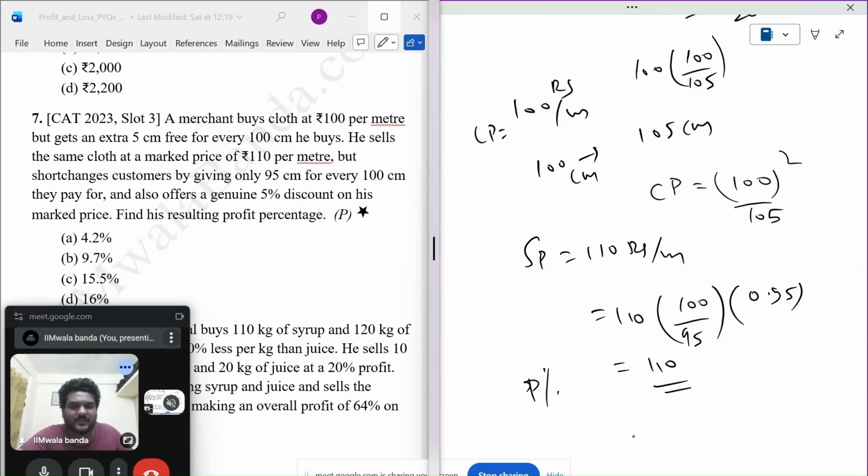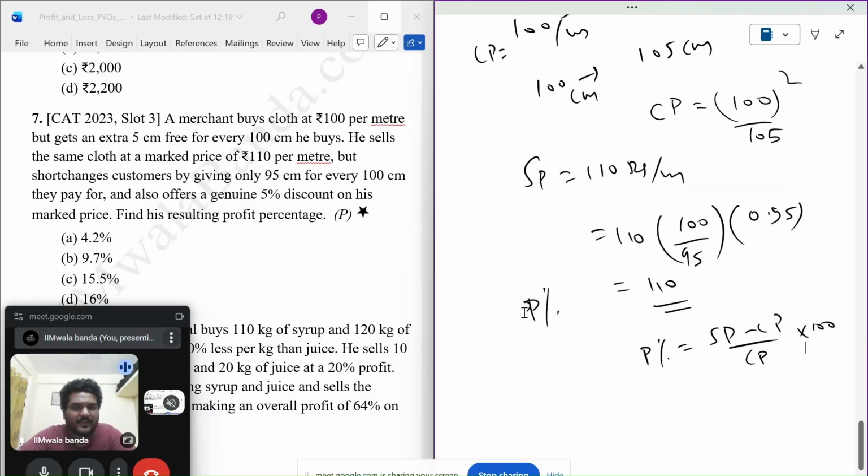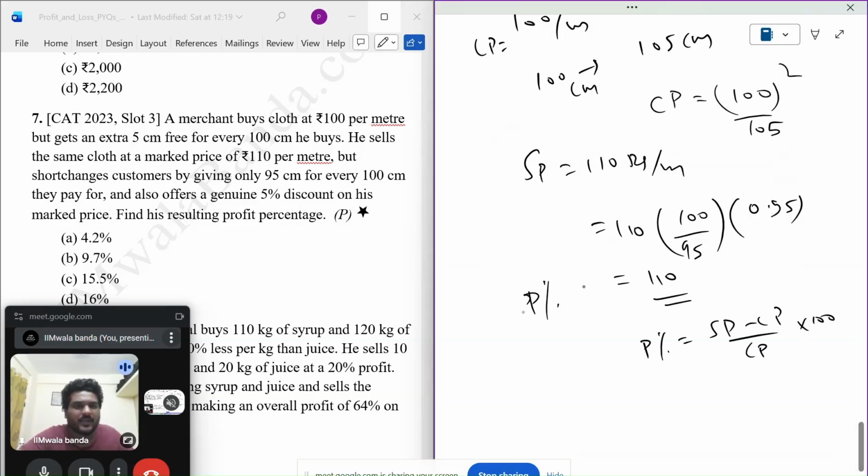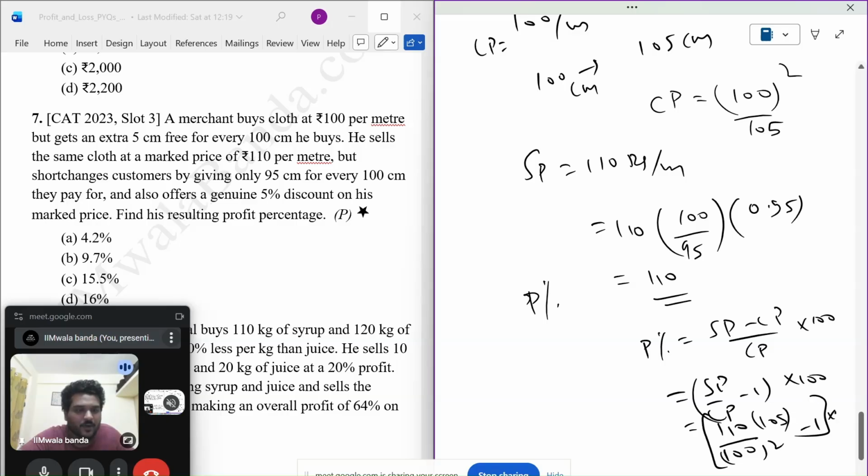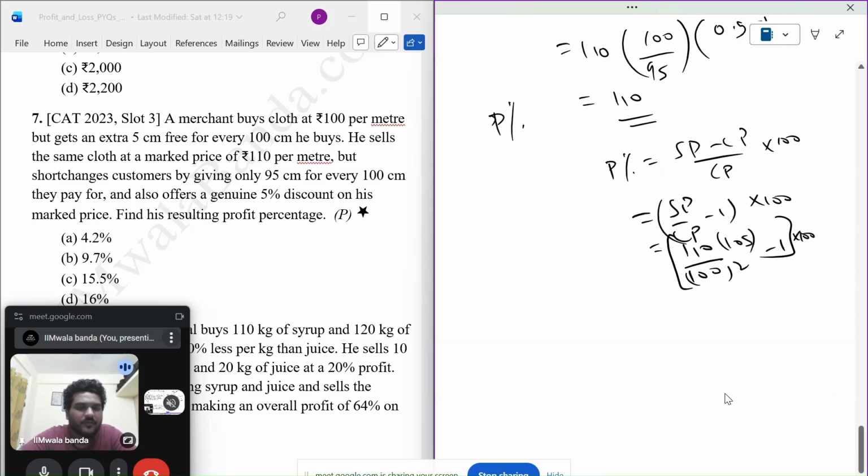Find his profit percentage. So can I simply say cost price upon selling price? So for profit, I need to apply the formula selling price minus cost price upon cost price into 100. In this case, selling price is known. Selling price, can I write it like this? Now selling price is 110, cost price is 100 whole square upon 105, minus 1, into 100. Further, if we solve it, yeah, options also are like that. So we are on the right path.